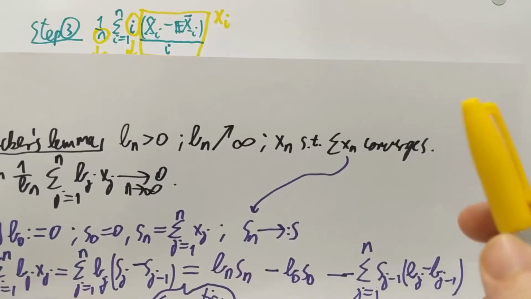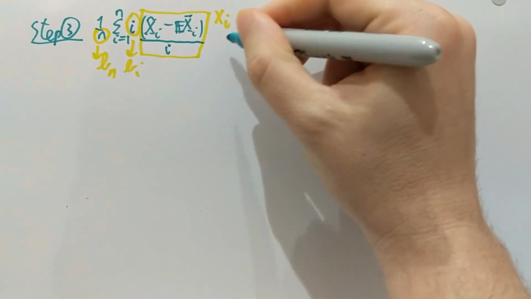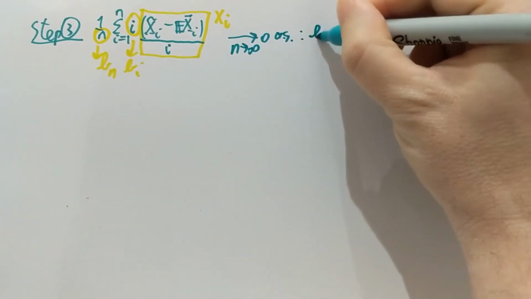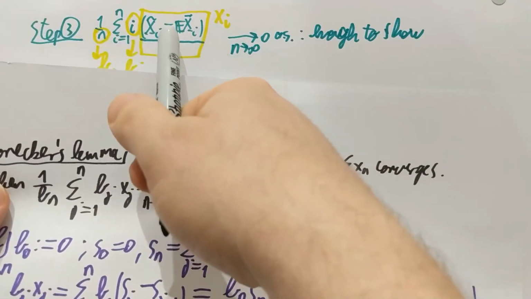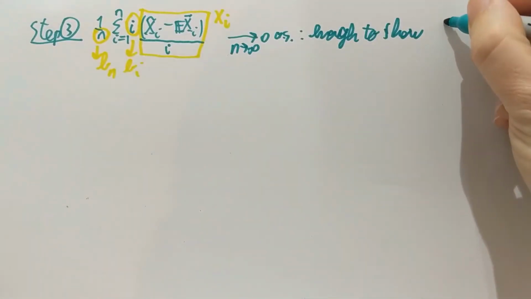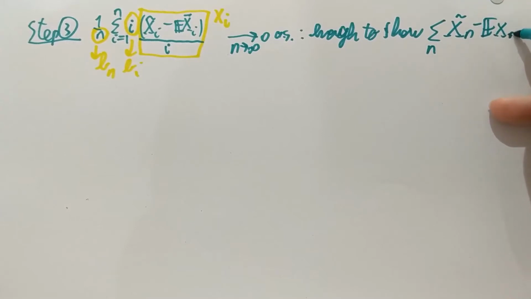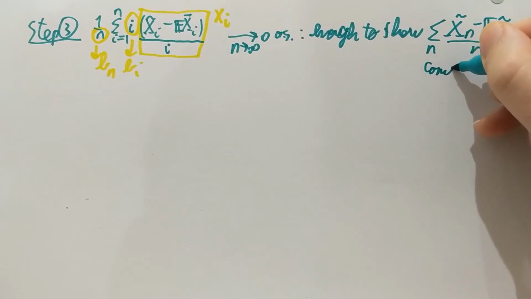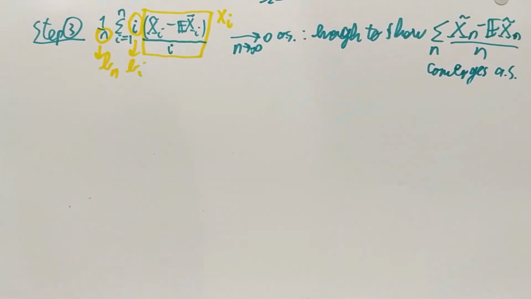And Kronecker's lemma tells me that to show that this goes to 0 as n goes to infinity almost surely, it's enough to show that the sum of the x_n converges, namely the sum of these x_i tilde minus, or x_n tilde minus E x_n tilde, over n converges. So it's enough to show that the sum of x_n tilde minus E x_n tilde over n converges almost surely. Okay, so that's step 3. Enough to show by Kronecker's lemma that this converges almost surely. Okay, so far so good.